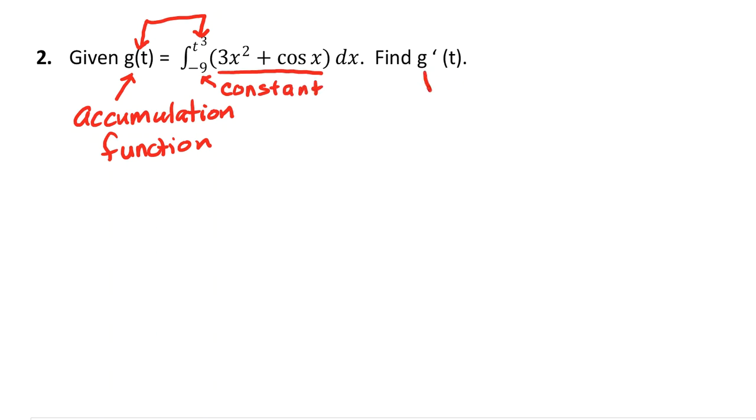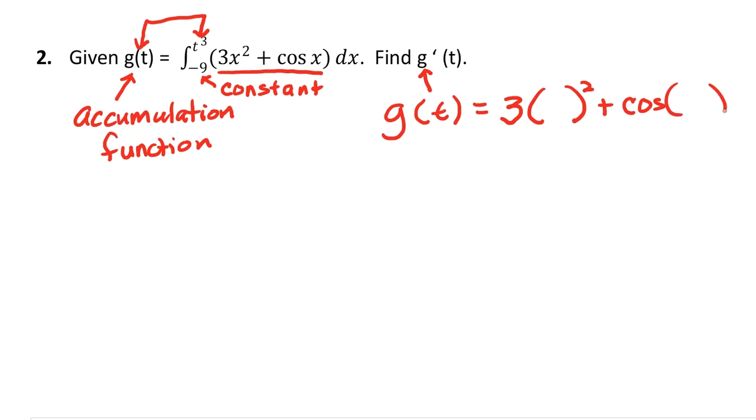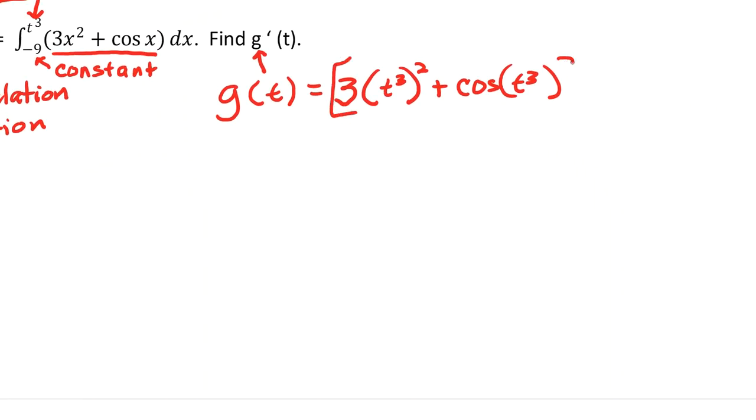And what are we asked to find? We are asked to find the derivative. So the derivative of an integral, g is equal to an integral, so its derivative undoes the integral. The derivative of an integral gets us right back to the integrand, but we have to remember that each of these x's will now be replaced with that t cubed, and that's going to again require a chain rule. So our chain rule on our upper limit will be a 3t squared.